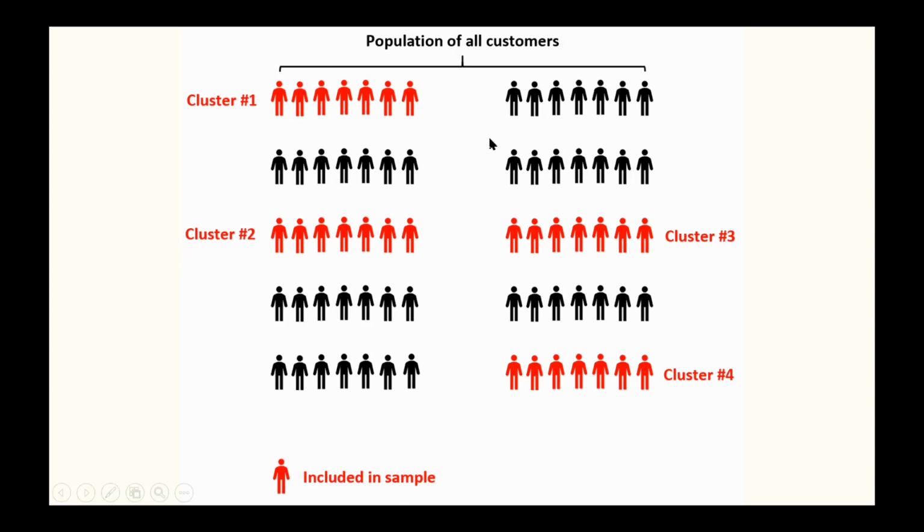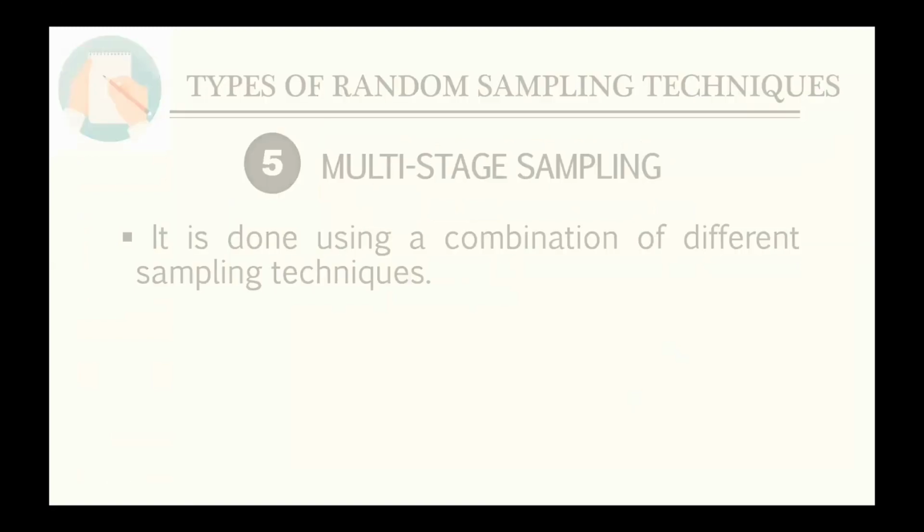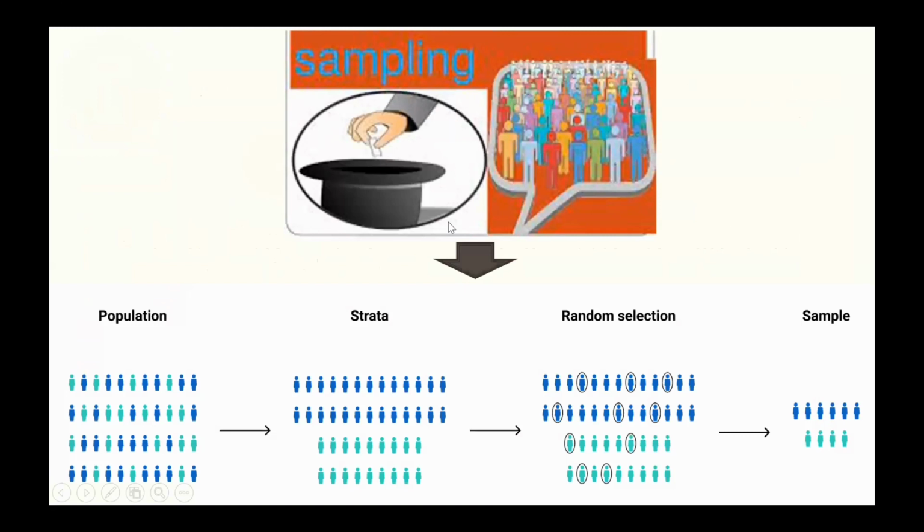The last type of random sampling technique is the multistage sampling. In this technique, it is done using a combination of different sampling techniques. For example, to get a sample from a population, you may use lottery sampling to get an initial sample. Then after that, you can use stratified random sampling to get your final sample. That is what you call multi-stage sampling because in this process, you use the first technique, which is the lottery sampling, and then you also used the stratified random sampling.